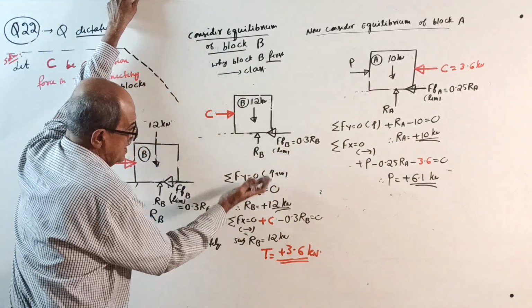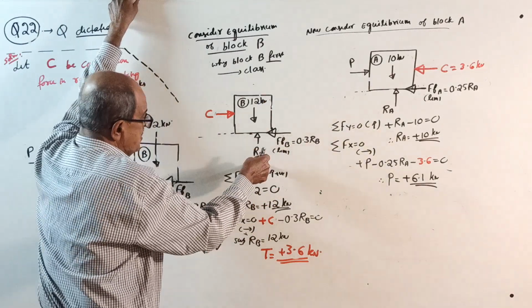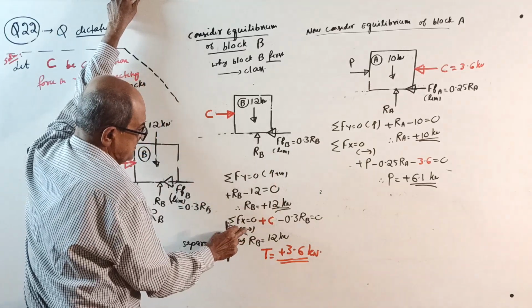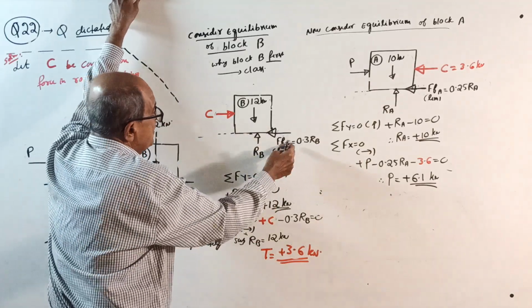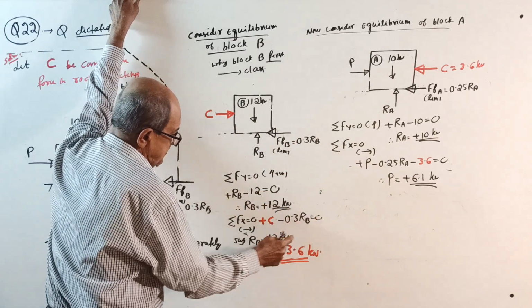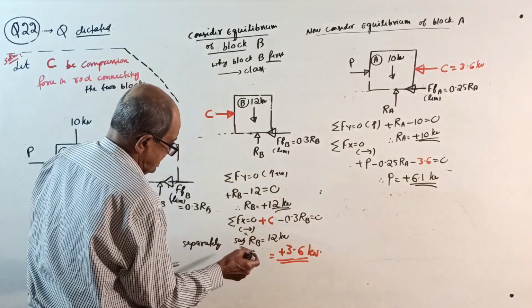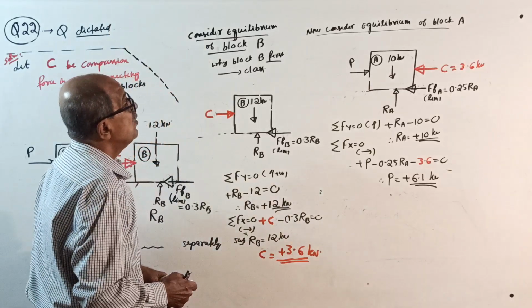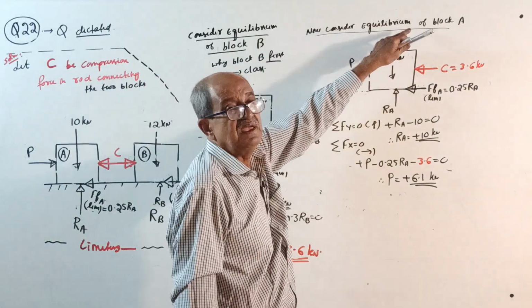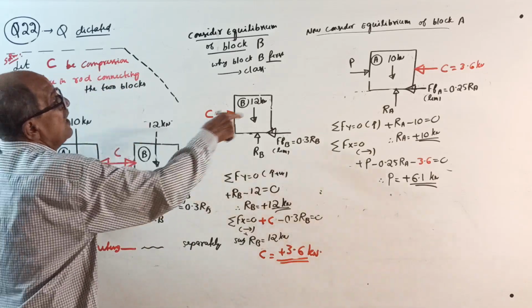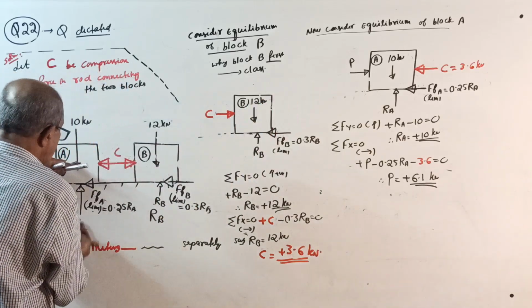Now usual. Sigma Fy equals 0: plus RB minus 12 equal to 0, so RB is 12. Sigma Fx equals 0: plus C minus 0.3 RB equal to 0. Substitute RB, and you get the value of C. Now consider equilibrium of block A. Weight 10 down, normal reaction RA.